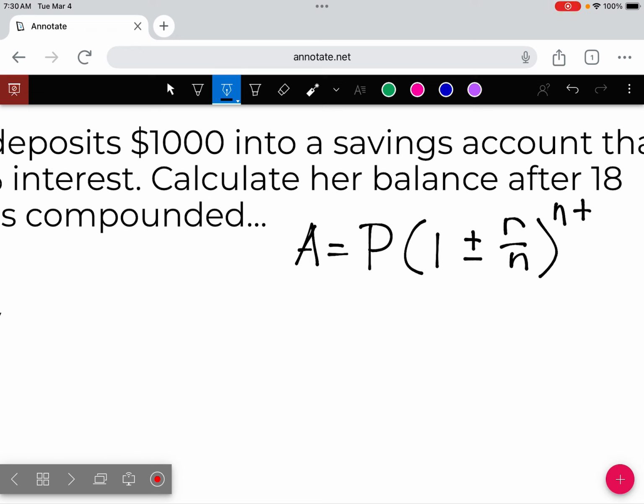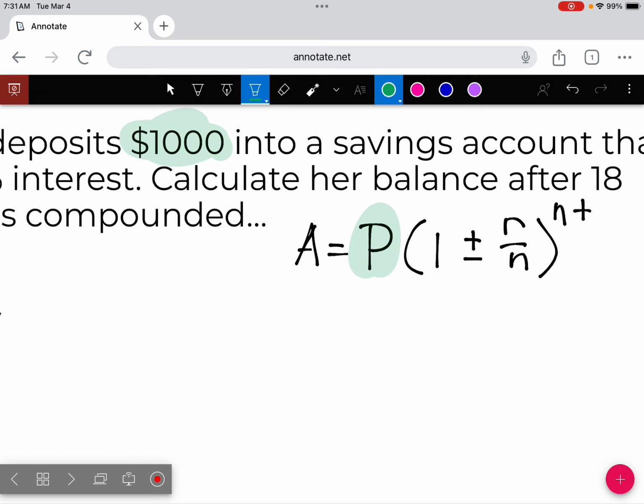So what pieces do we know here for this equation? Our starting point is 1,000. That starting amount is going to be our principal balance. That's that P. So we're working with our principal balance of 1,000.